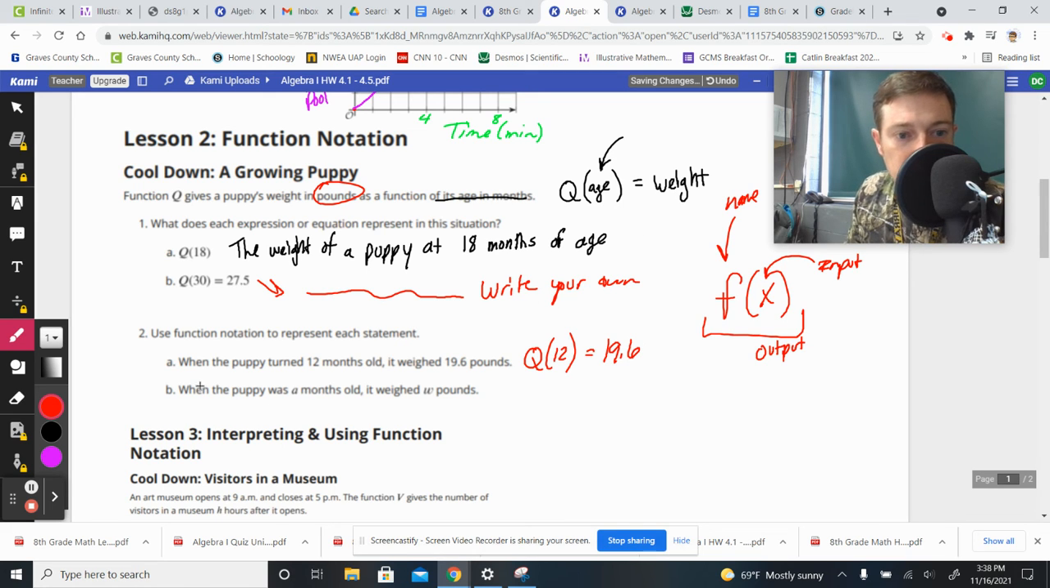Now, for part B, I'll allow that one. You can have letters or variables in the input or the output for the function, and I think that's what's going to happen on this next one. When the puppy was a month old, it weighed W pounds. So you're not going to have numbers in these places. You're going to have letters, and I will allow for you to do that one on your own.